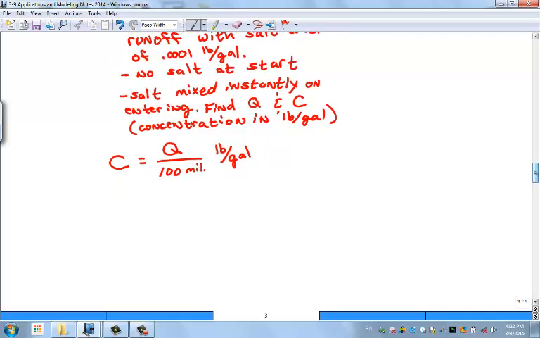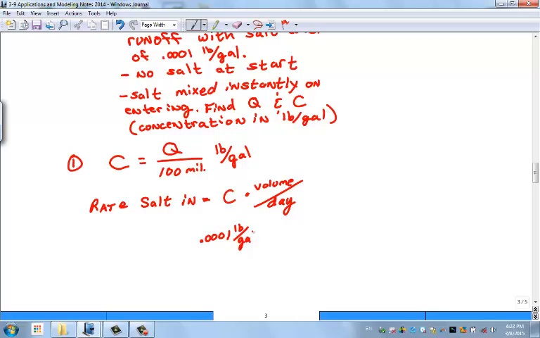The rate at which the salt goes into this particular container would be equal to C times the volume per day. Well, what's C? C is equal to 0.0001, the concentration, pounds per gallon, and then the volume per day is equal to 0.1 million gallons per day. So times 0.1 million gallons per day.